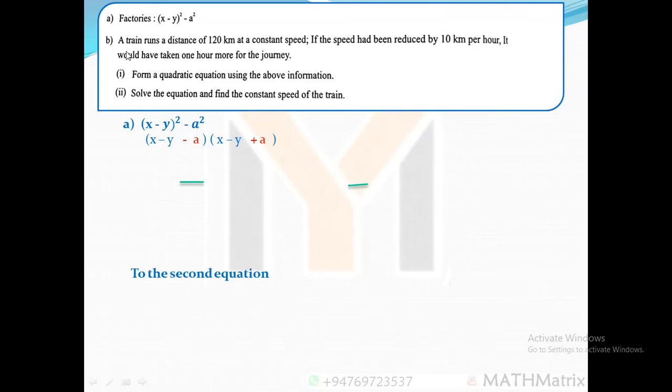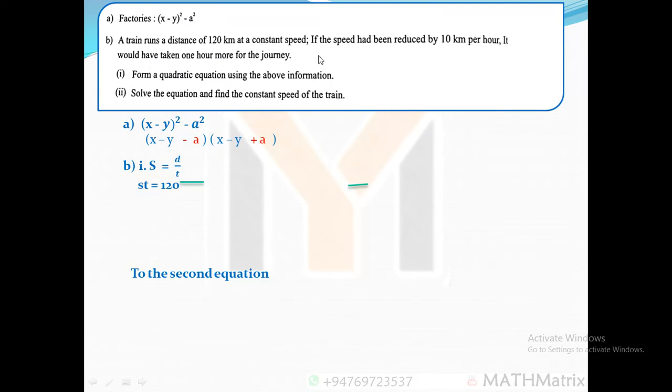The first one, read this carefully. A train runs a distance of 120 km at a constant speed. So we'll mark that first. Speed is equal to distance over time. If I take this time to the left, then there will be multiplication. So s into t, and they have given only the distance. The distance is 120. That's all we have for now.